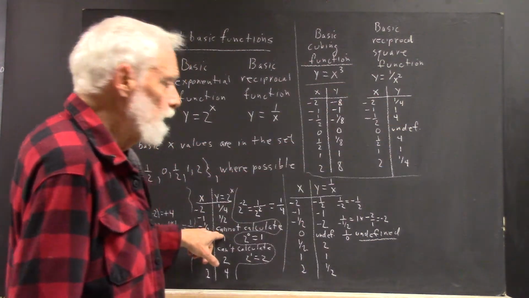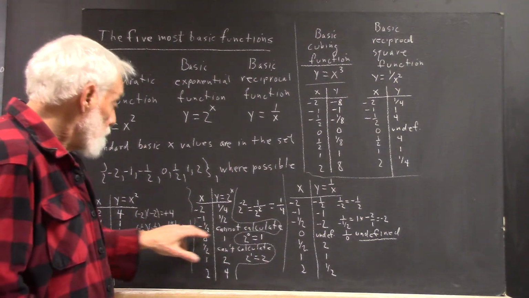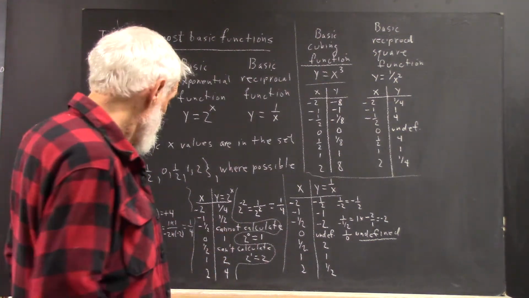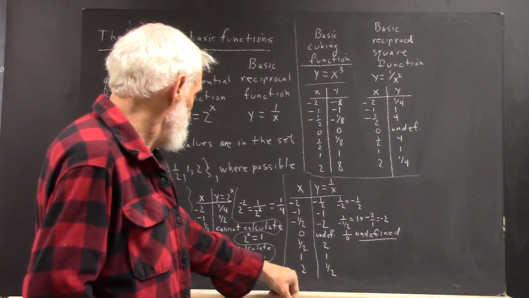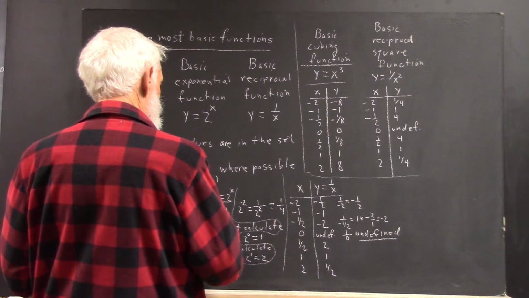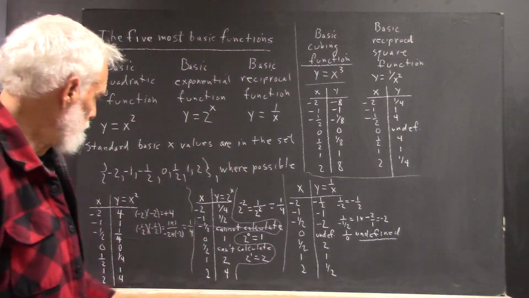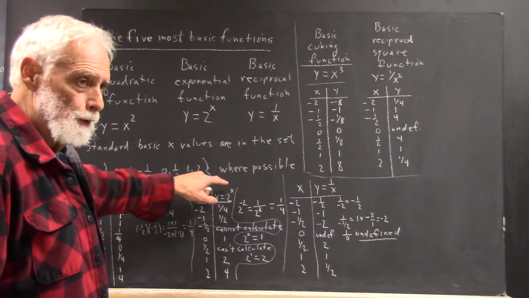So it cannot be calculated, and remember, in the definition we said if it can't be calculated, we're not going to include it. So, can't be calculated, so we kind of cross it out. Okay? I'll just put a little purple line through it. It's not there anymore. This is not part of the basic function.